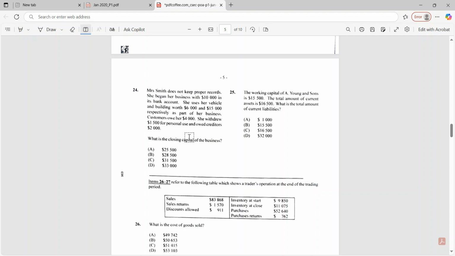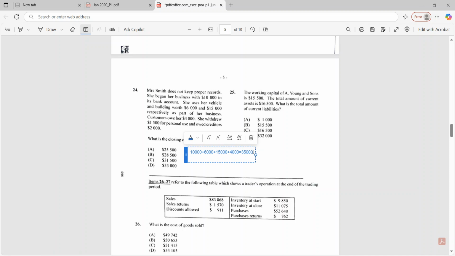All right, so again, we have to do some calculations. Total assets that she started off with was 10,000 plus 6,000 plus $15,000, and she also has $4,000 that customers owe her. So we're going to add up all of those figures. So 10,000 plus 6,000 plus 15,000 plus $4,000, and what will that give you? So that gives us $35,000. That is our assets.